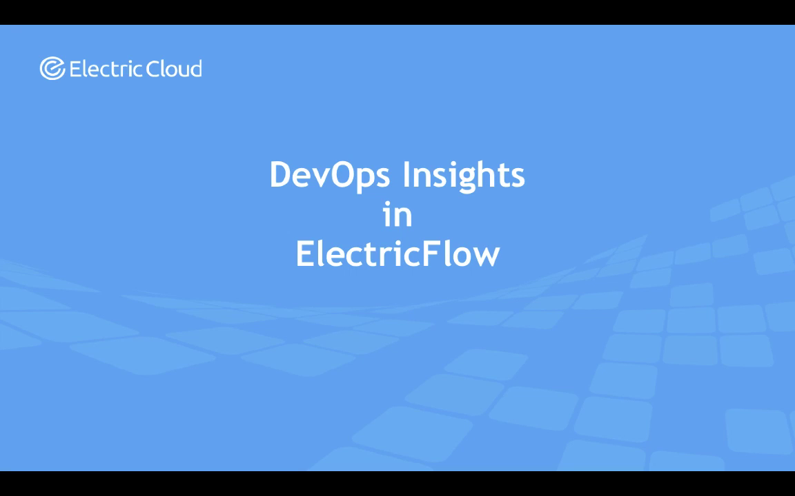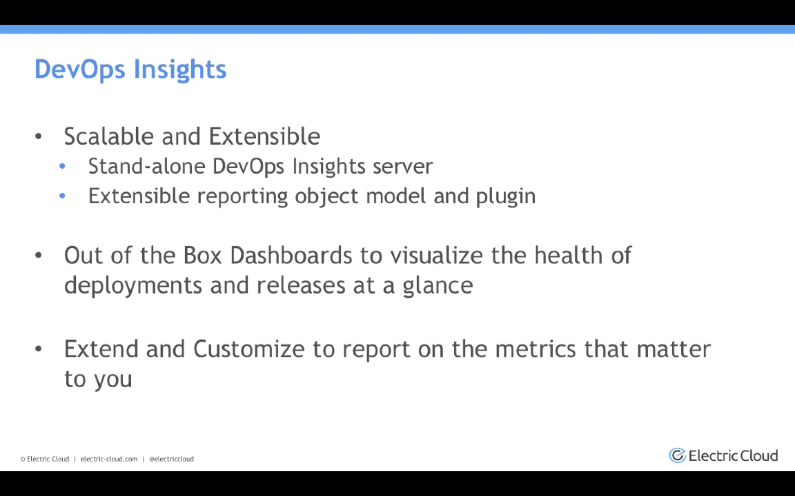DevOps Insights in ElectricFlow provides visibility into metrics across your DevOps processes with out-of-the-box and customizable dashboards reporting on the metrics that matter to you. The DevOps Insights reporting framework runs on the standalone DevOps Insights server that is based on Elasticsearch and Logstash technologies, providing scalability and robustness in the reporting without impacting performance of the ElectricFlow server and your critical DevOps processes.